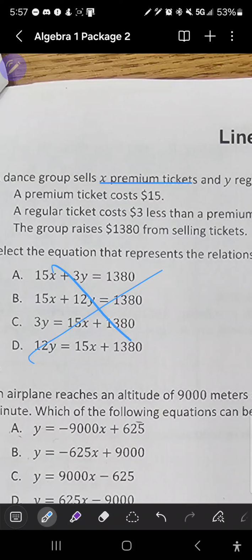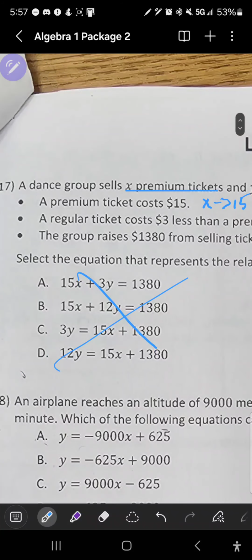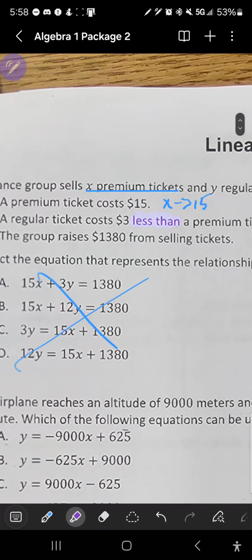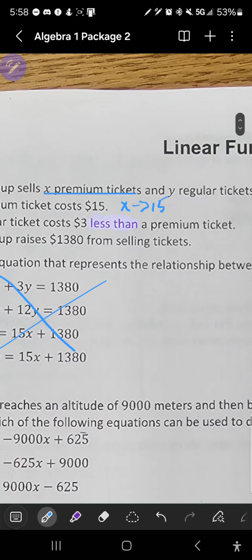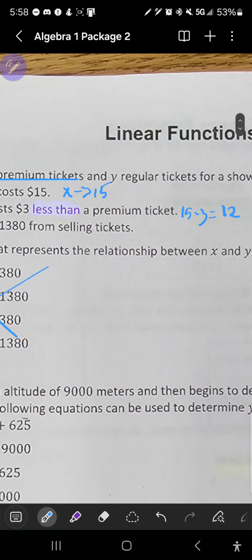Right now, I see that one premium ticket, which is the same as X, you see here, X premium tickets. So one premium ticket costs $15. So X costs $15. Now, a regular ticket costs 3 less than a premium ticket. So if the premium ticket is 15 and this costs 3 less than that, it will be just 15 minus 3, which is the same as 12. So 15 minus 3 is equal to 12. Now I say that one regular ticket is Y. So I know that Y is going to be 12.